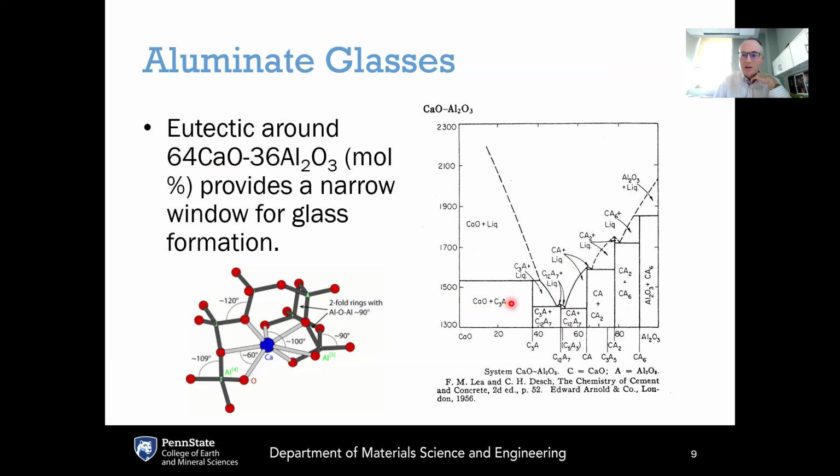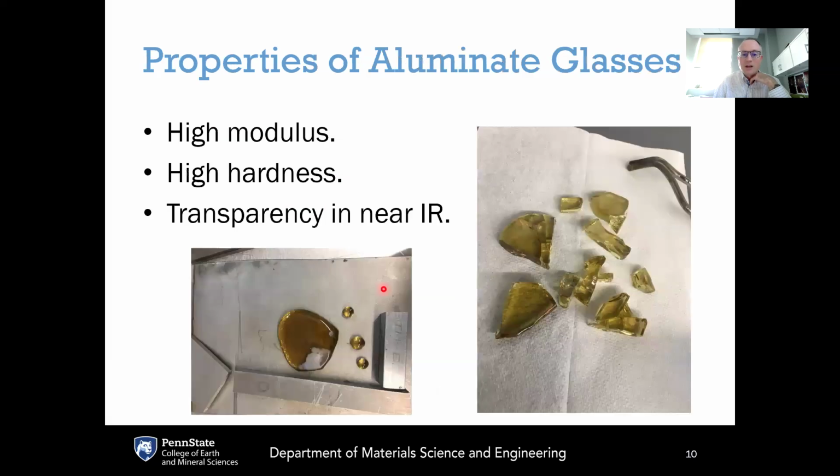And you can actually make moderately stable glasses over this narrow range close to the eutectic temperature, where basically the calcium can act to stabilize the alumina in a tetrahedral configuration and also provide some bridging bonds between neighboring alumina units. This is what calcium aluminate glass looks like. It can be made a little bit clearer than this, but it can also have kind of an off transparent color. They do exhibit some transparency in the near infrared, so they're interesting from an optical point of view.